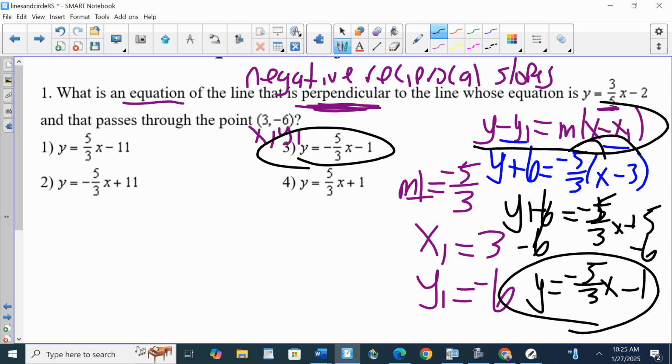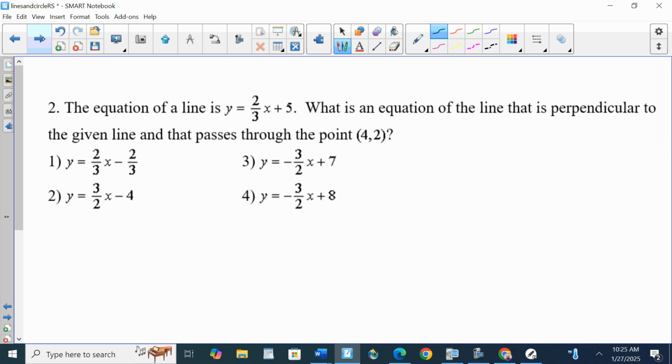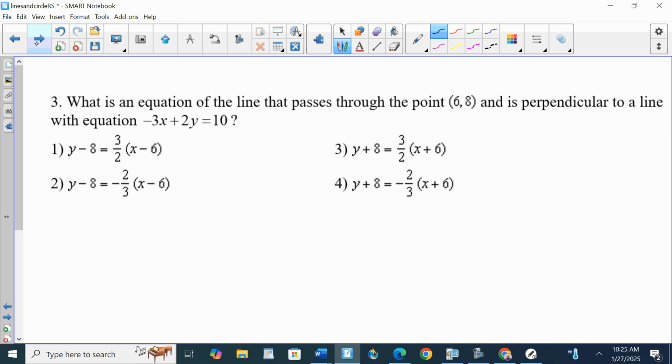Two things here. The equation of a line, y minus y1 equals m times x minus x1. And you need to know that parallel lines have the same slope. Perpendicular lines have negative reciprocal slopes. We've got another one now. In a way it's easier, in a way it's not.